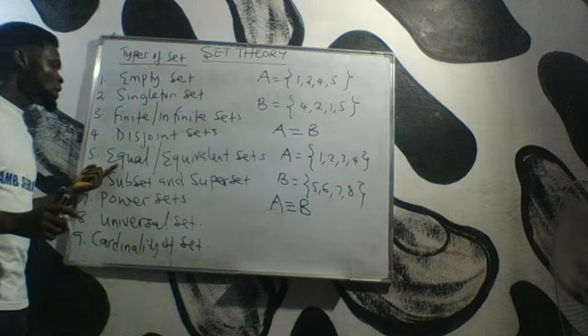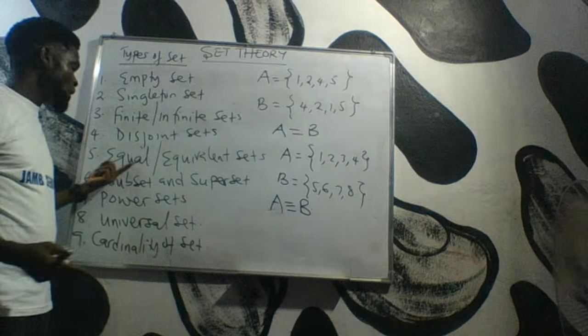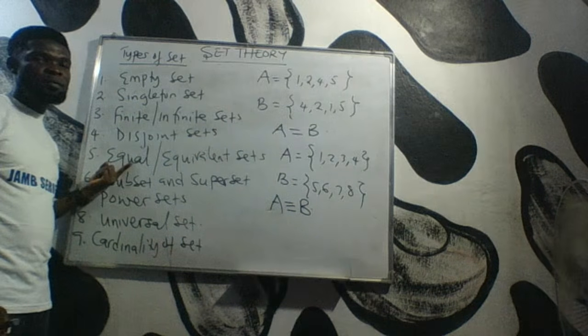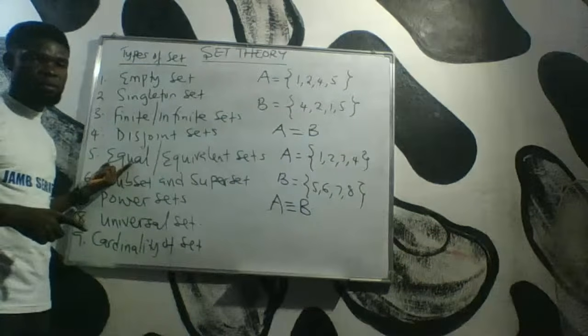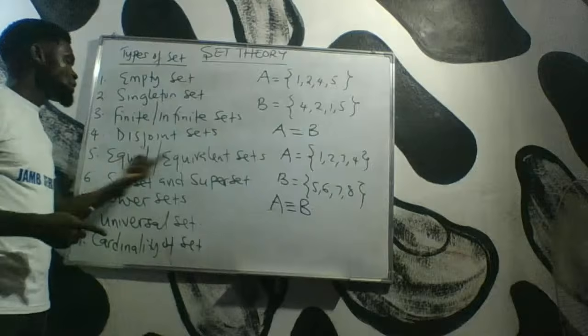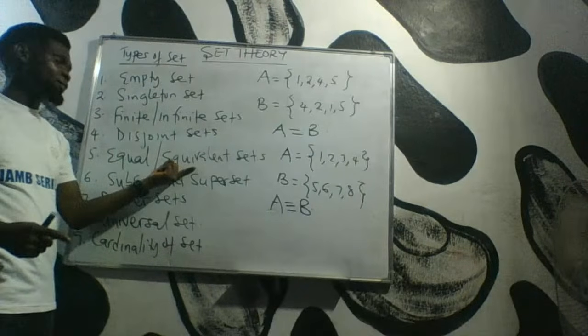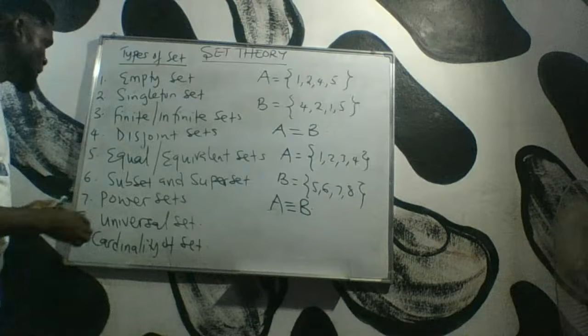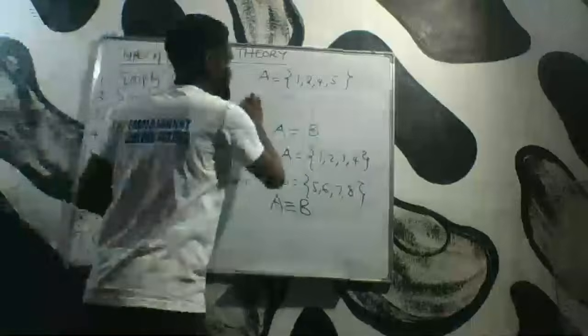In a nutshell, equal and equivalent. Two sets are said to be equal if they have the same members, whereas they are equivalent if they have the same cardinality. I hope that point is clear. Now let's look at subset and superset.